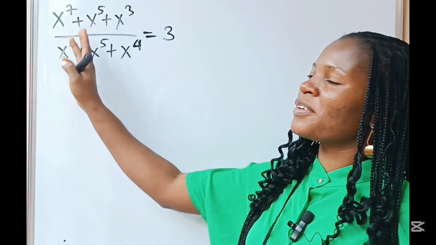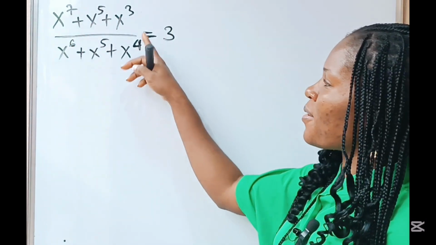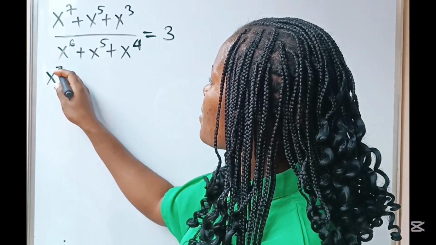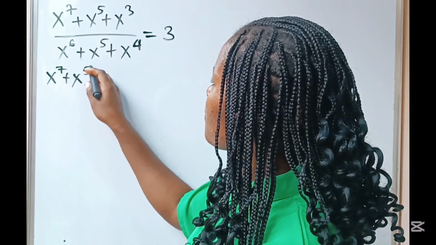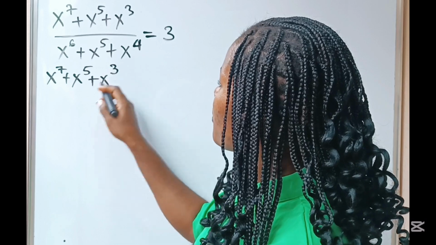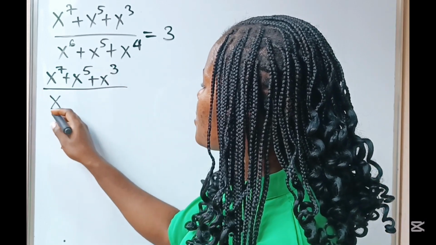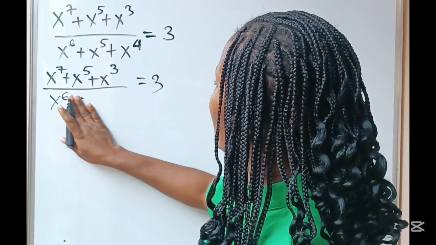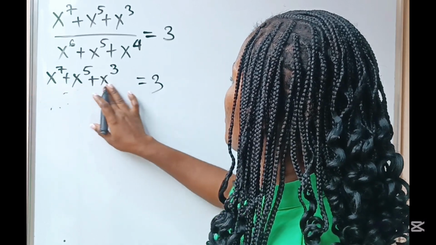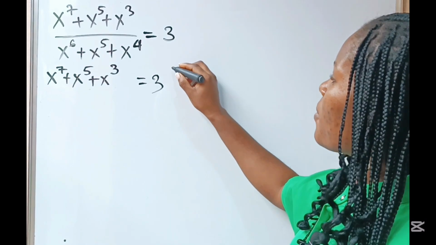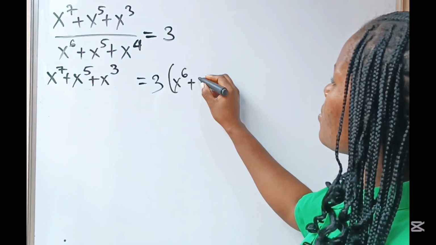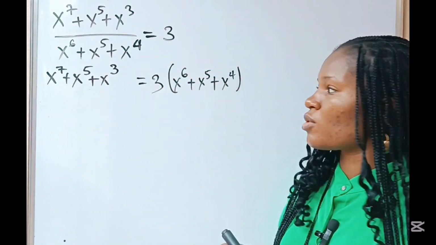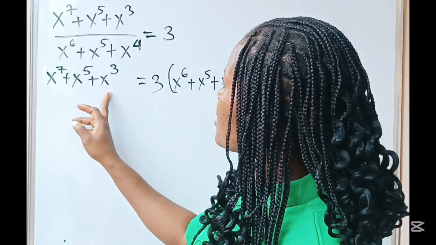Okay, we are asked to solve for the values of x. First, let's cross multiply. If we cross multiply, we're going to have x to the power of 7 plus x to the power of 5 plus x to the power of 3, is equal to 3 multiplied by x to the power of 6 plus x to the power of 5 plus x to the power of 4. We cross multiplied. Okay, all right, now let's factorize.